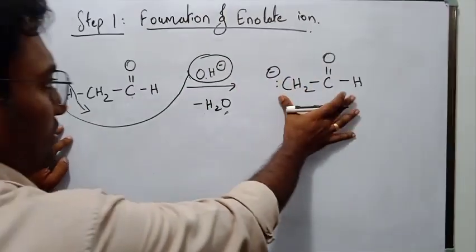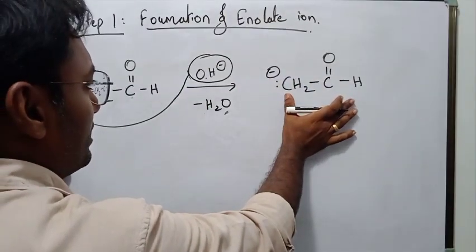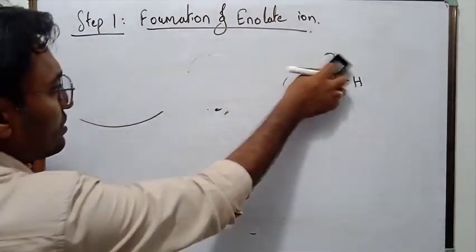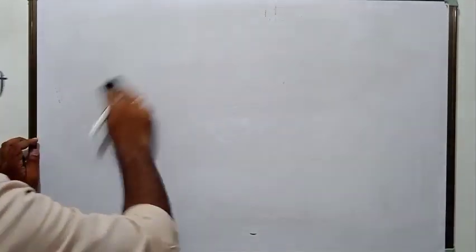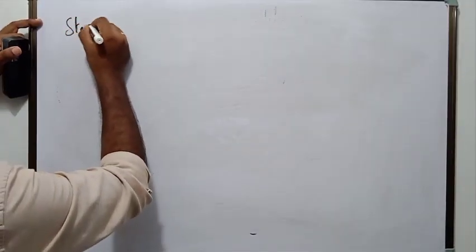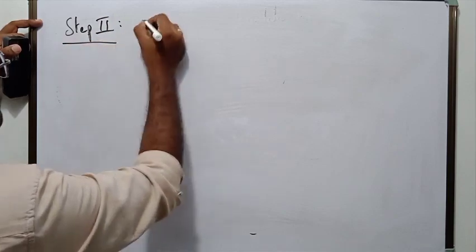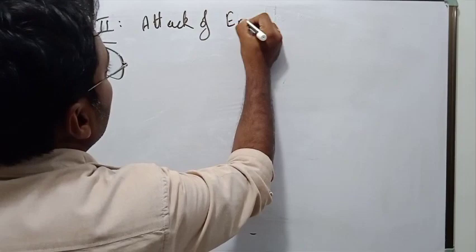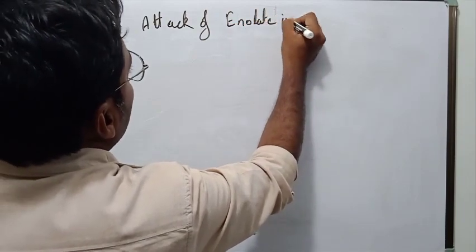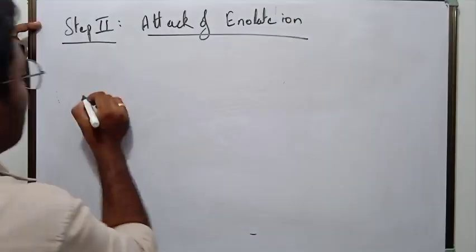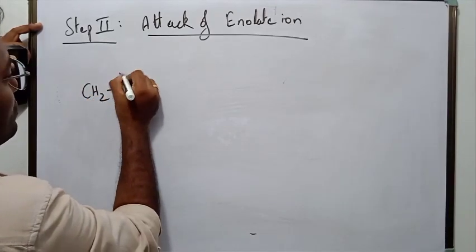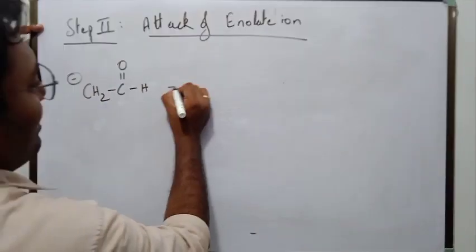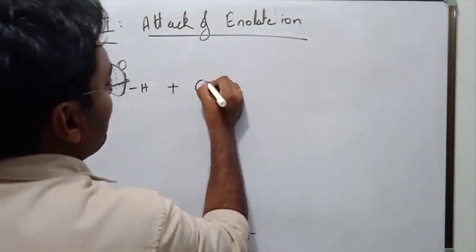Now the important thing is that we formed enolate ion. Enolate ion is formed. Step number 2, attack of enolate ion. Now we know what the enolate ion is, right? So we write the enolate ion here, CH2, C double bond O, H, here it is minus, don't forget that. And now we are going to write the aldehyde like this.